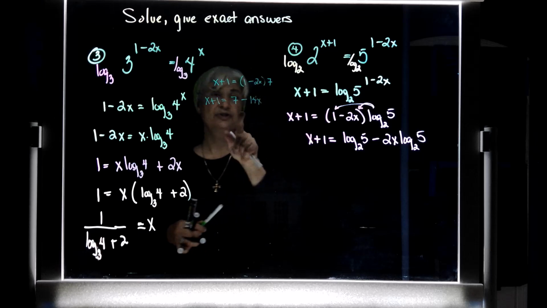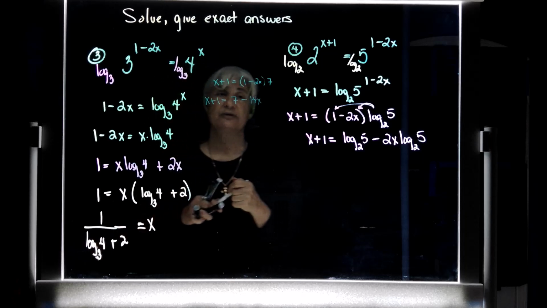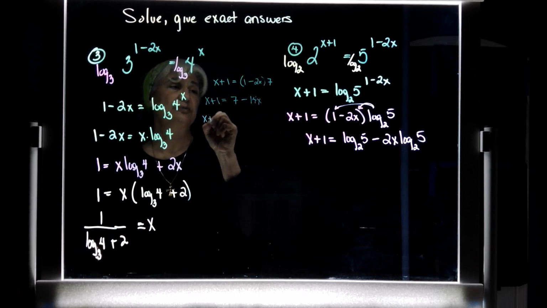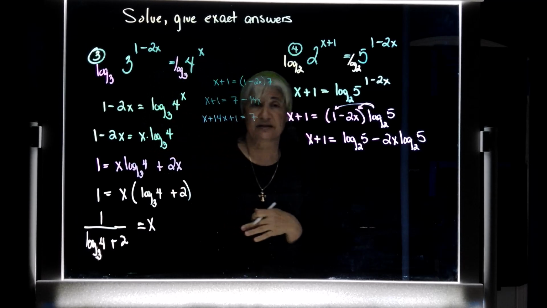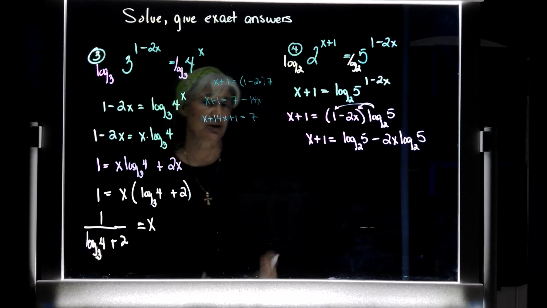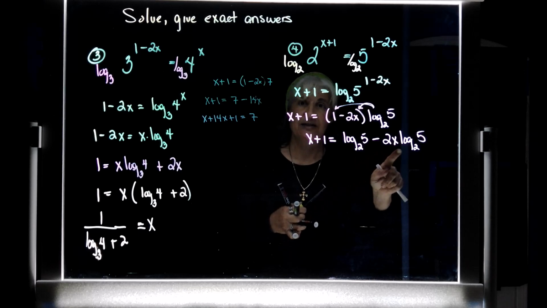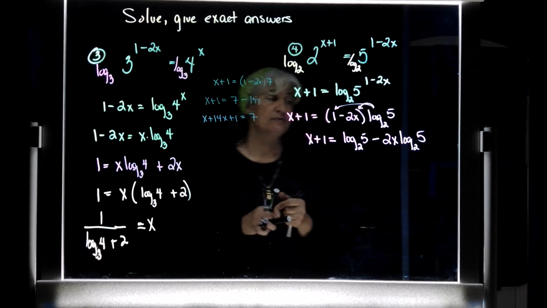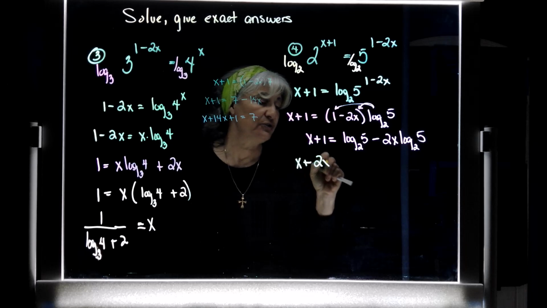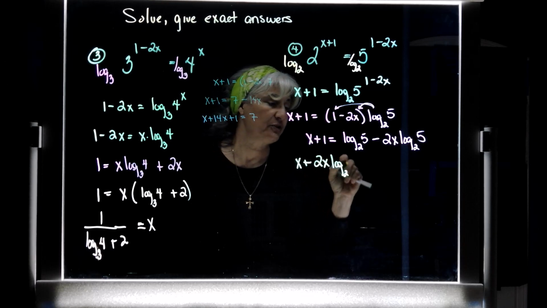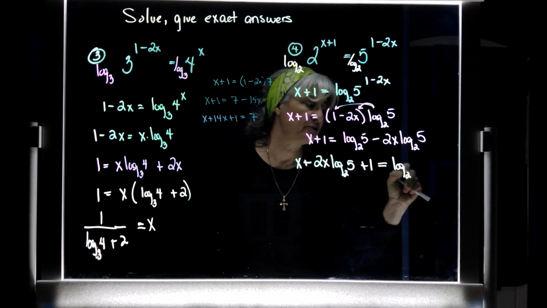Now what? What would you do over here? X is on the same side. Okay, so tell me over here what you would do. Some of you would add the 14x to both sides, because you're used to having your x's on the left. And let's keep them positive while we're at it. All right. So then over here, add the 2x log base 2 of 5 to both sides. So we have x plus 2x log base 2 of 5 plus that 1 equals log base 2 of 5.